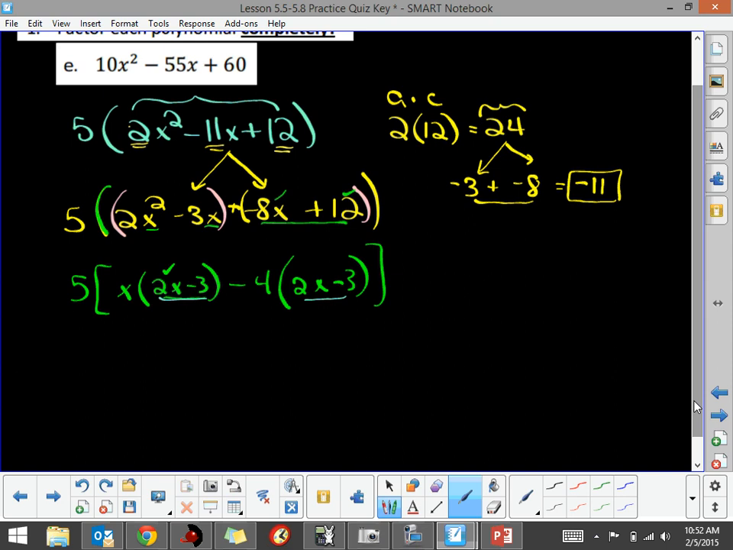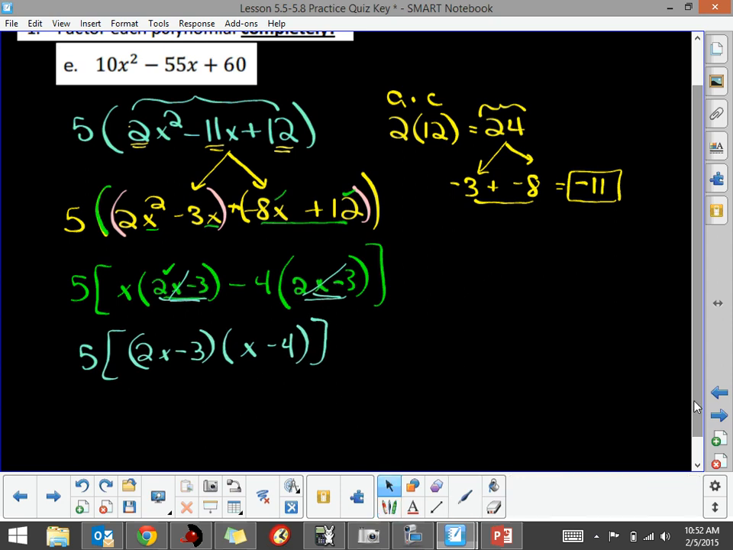So now what we want to be able to do is factor out our common factor out of these two. So it's going to be 5 times, we factor out our 2x minus 3. And then what's left is our second factor, which is x minus 4. So this is the complete factorization of 1e.